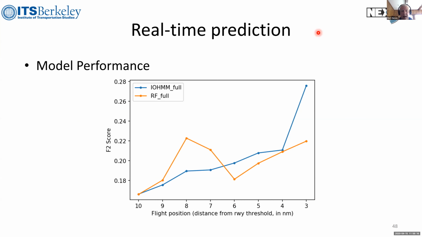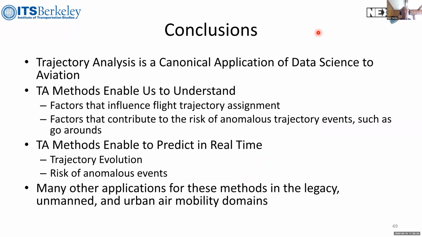This just shows how the probabilities change gradually with our hidden Markov model that's explicitly dynamic, compared to a random forest model that just throws all the data in and doesn't look at this dynamic structure. So, conclusions: we've seen that trajectory analysis is a canonical application of data science to aviation. And we've seen that these methods can be used to enable us to understand things like factors that influence flight trajectory assignment, factors that contribute to the risk of anomalous trajectory events, such as go-arounds.